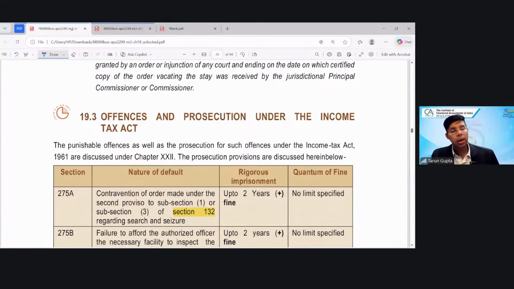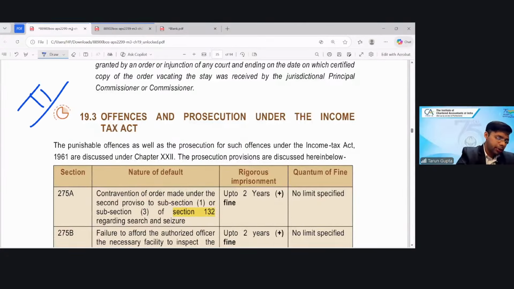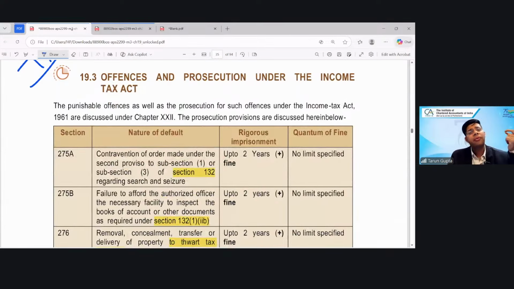So now we will start with the prosecution, the second part. First was penalty, now we'll do the prosecution. Prosecution means jail. So there are some severe defaults for which the Income Tax Act prescribes prosecution. Not very important from an exam point of view, but we'll quickly study this.